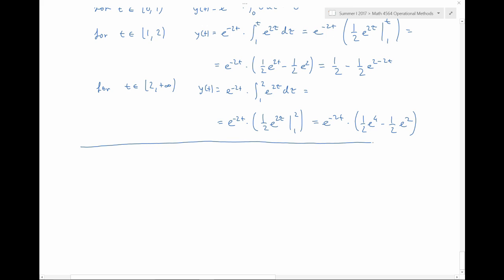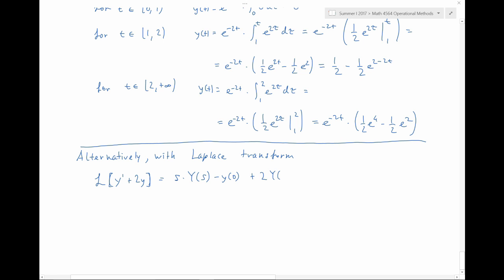Lastly, I would like to try to solve this with Laplace transforms. The Laplace transform of the left-hand side is going to be s times y of s minus y of 0 plus 2 y of s. And that means the y of s is simply multiplied by s plus 2. And since the initial condition was 0, that's going to be it for the Laplace transform of the left-hand side.